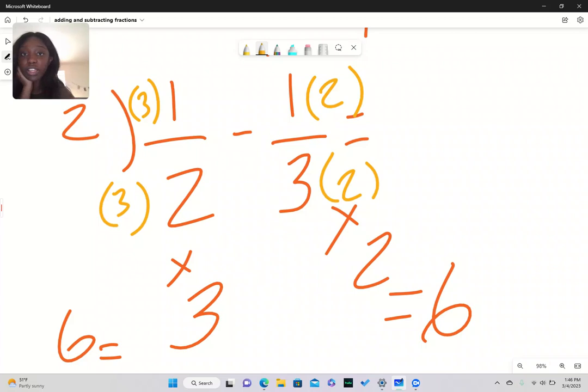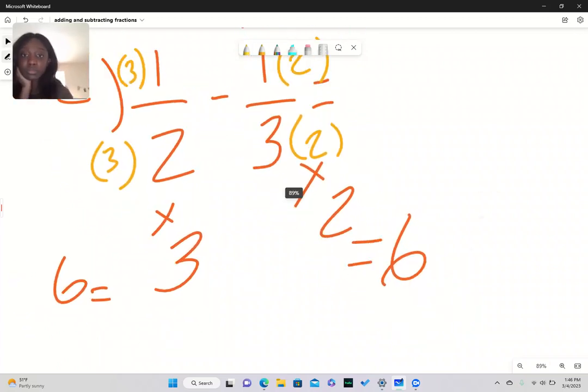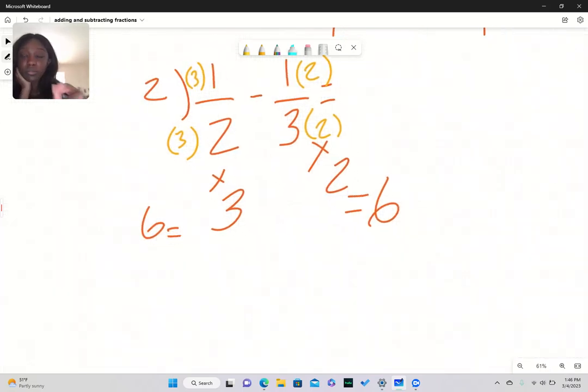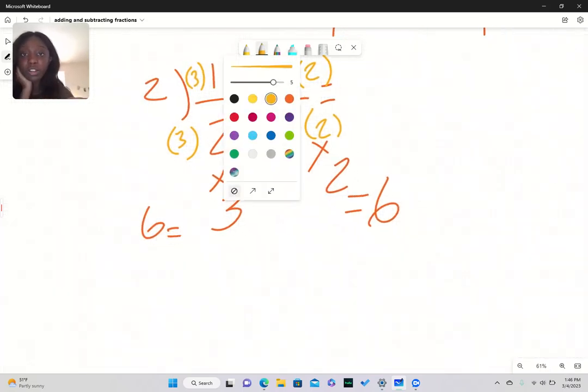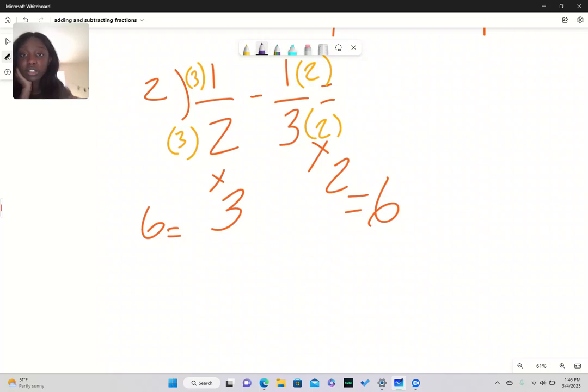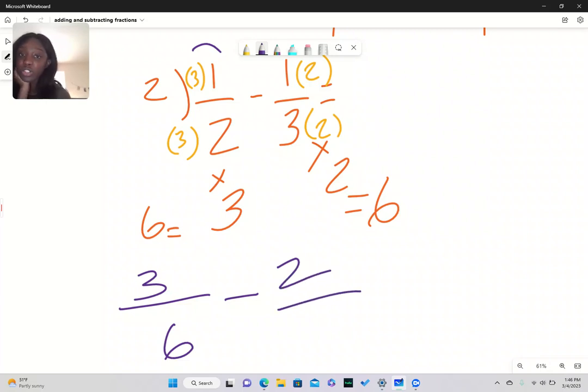So now let's rewrite this equation. Let's go down here. Okay, let me get a different color as well. So 3 times 1 is 3. 3 times 2 is 6. 2 times 1 is 2. And 3 times 2 is also 6.